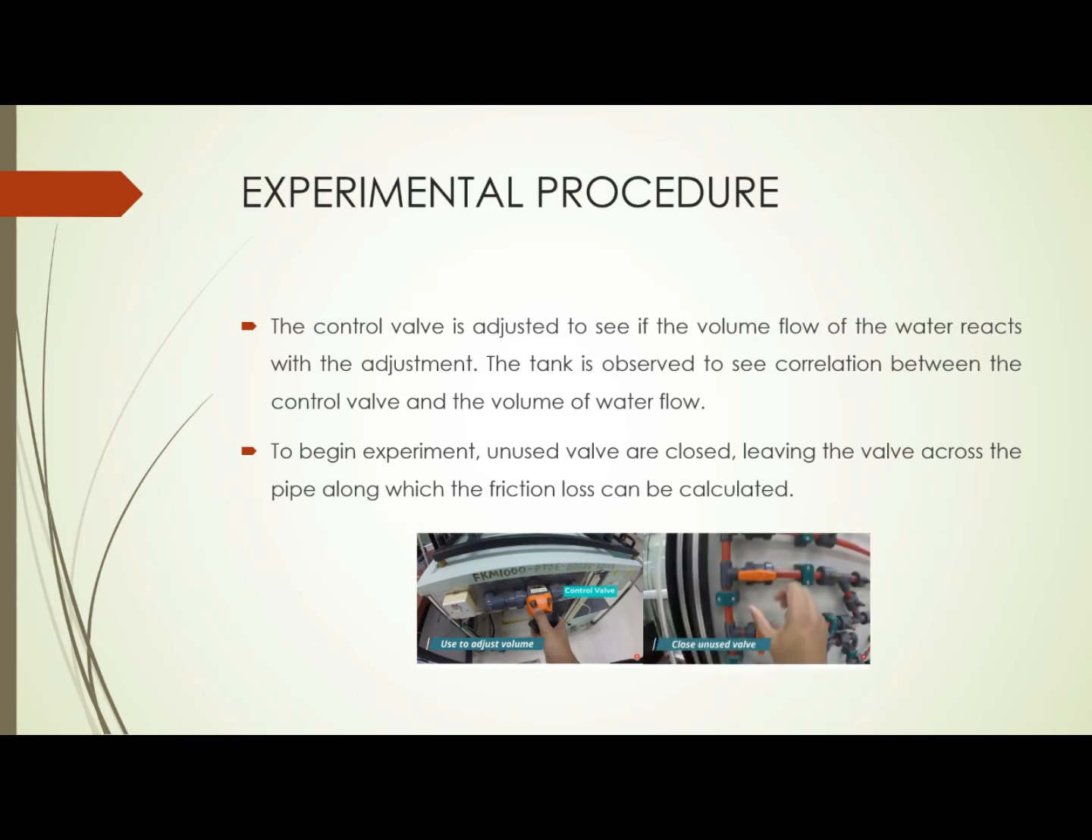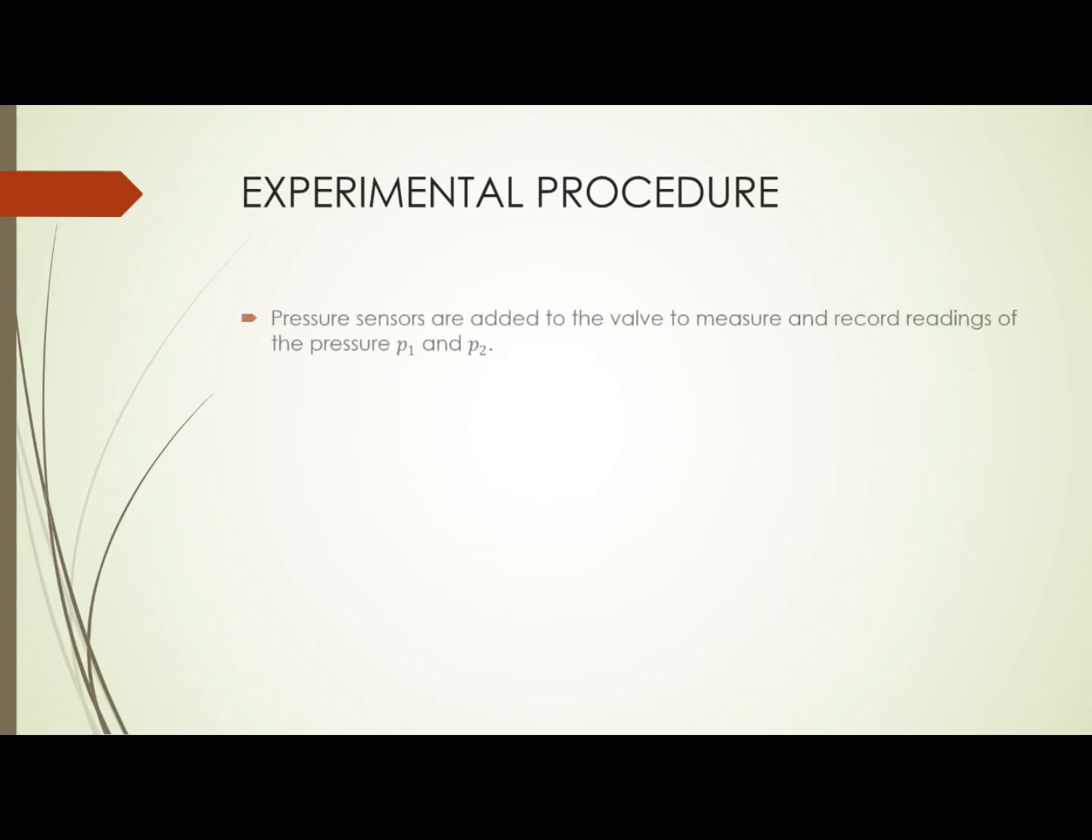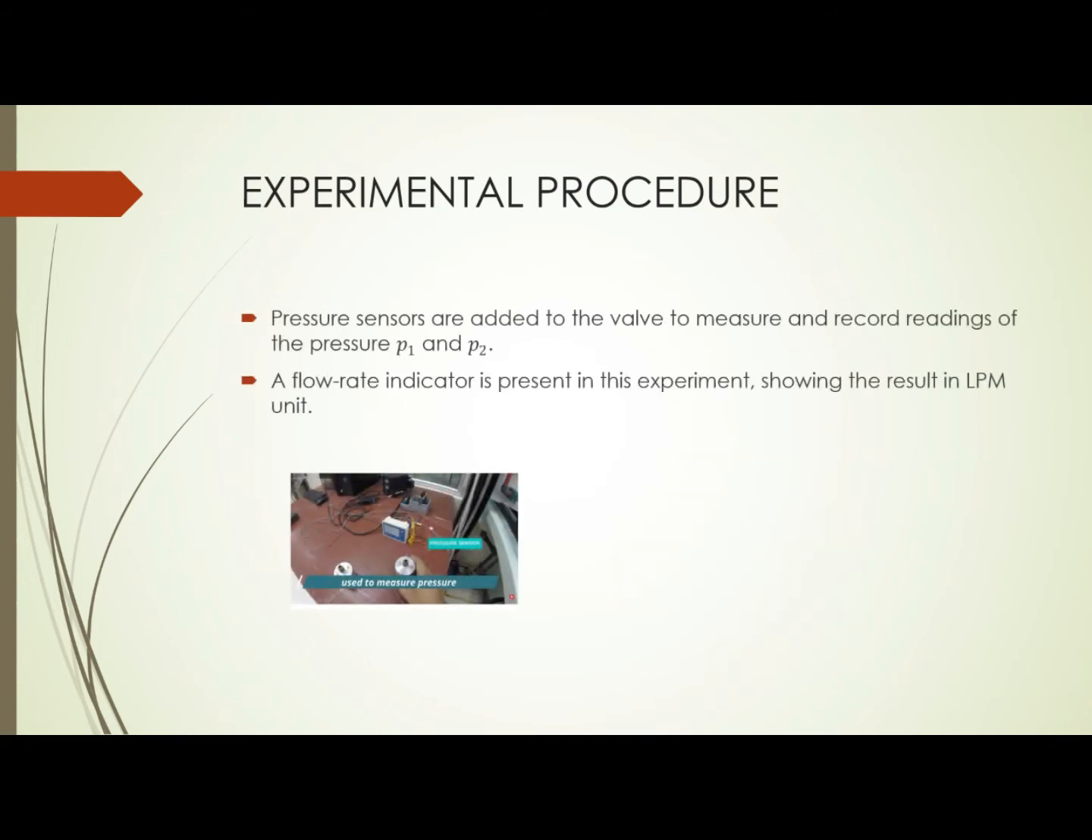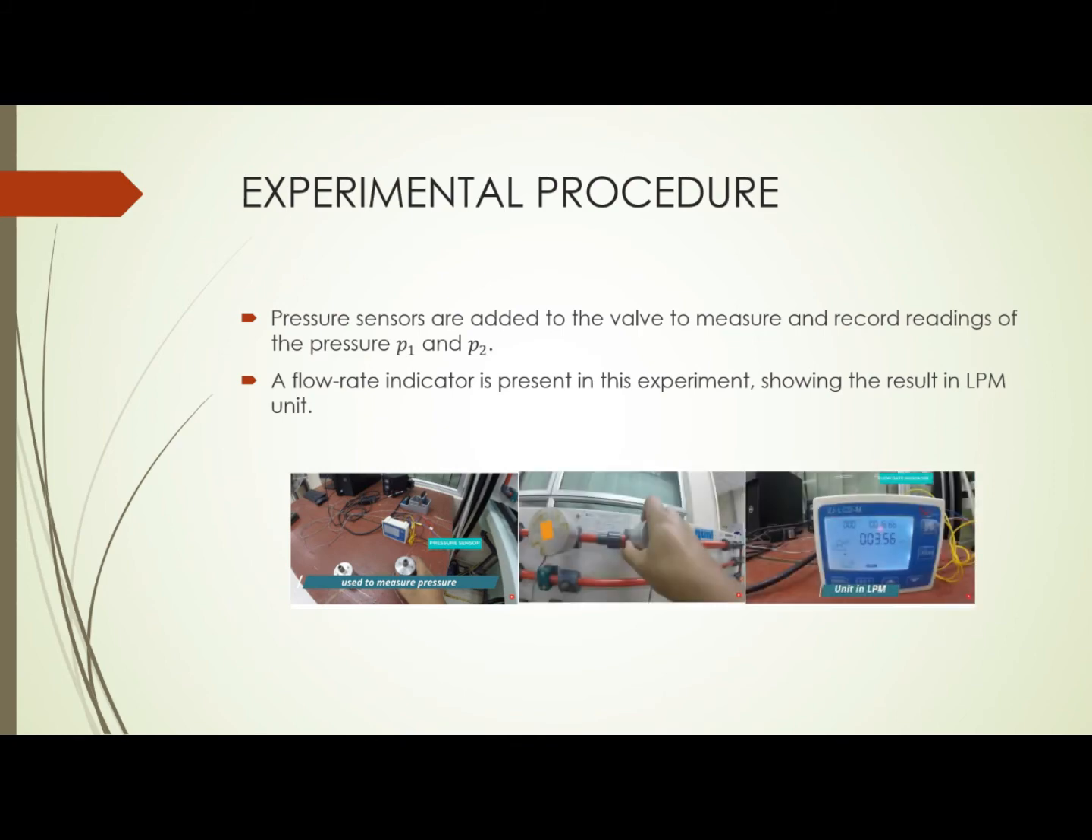To begin the experiment, unused valves are closed, leaving the valve across the pipe along which the friction loss can be calculated. So pressure sensors are added to the valve to measure and record readings of pressure P1 and P2. A flow rate indicator is present in this experiment, showing the results in LPM unit.